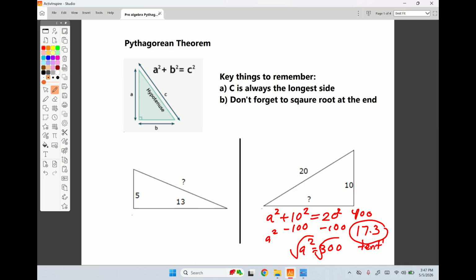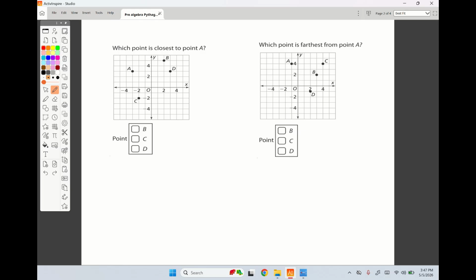Alright, let's get to these practice questions here. It says, which point is closest to point A? To point A, you can just kind of draw a line to each one, see which one's the closest. We don't need to try B over here because that one's further than B. But either way, we're going to figure out these values. Let me make it bigger so we can see it.